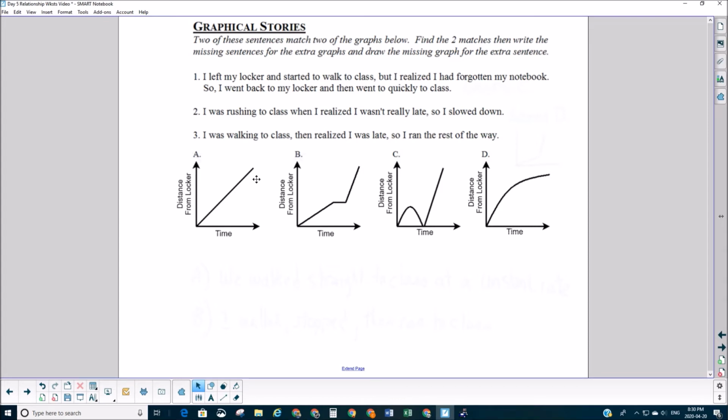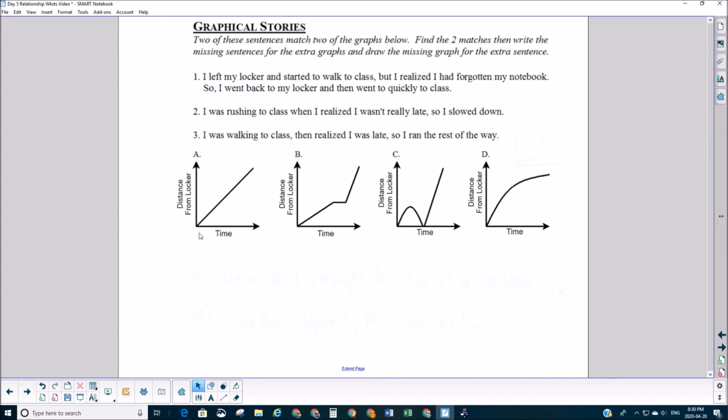Okay, and then there's going to be another one that's left over. So you'll have to write 2 sentences for the leftover graphs, and there'll be 1 sentence without a match. For that 1 sentence, I just want you to do a little sketch of what that graph might look like. All of these are describing someone walking from their locker and going to class.